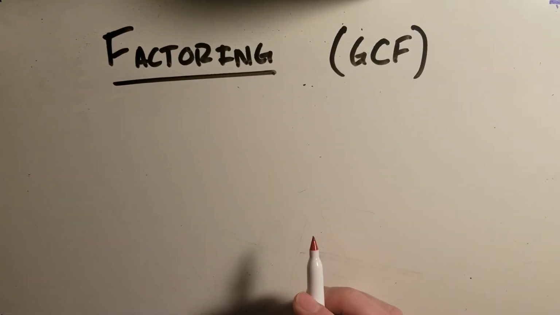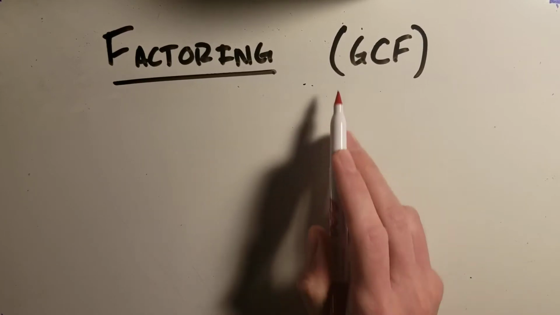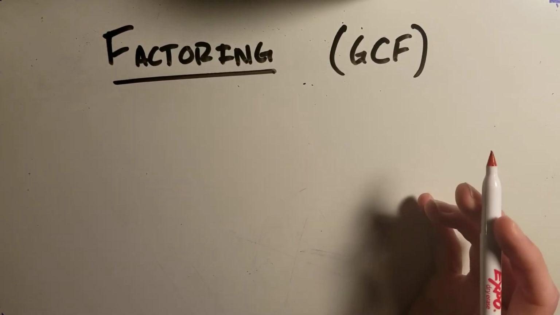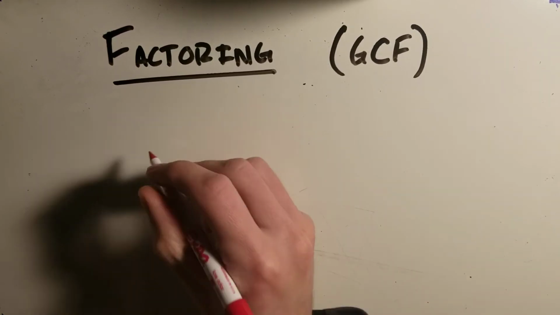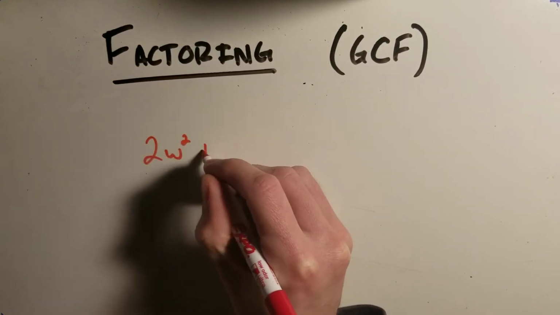Now there's a lot of different methods, and we're going to be looking for a lot of different patterns. So the first method we're going to look at, and the method you should always start with, is GCF. Find a greatest common factor. So the first example that we have here is 2w squared plus 6w.